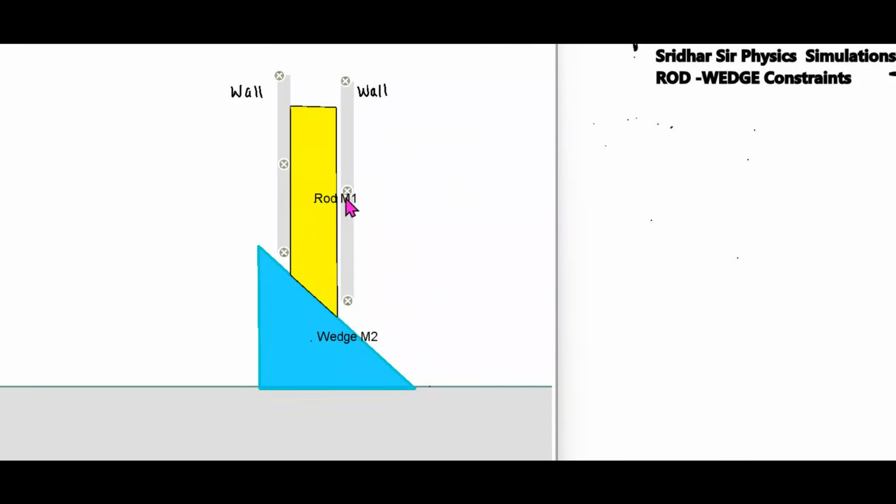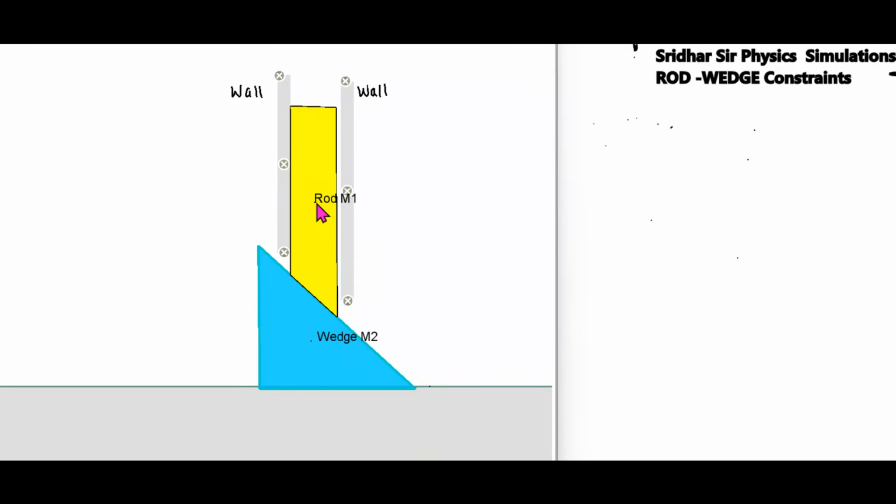Today we'll discuss the rod-wedge constraint. So what all does it contain? A rod which can move along the y-axis because of these two vertical walls. They are fixed walls. Now there's a wedge. It can move only along the x-axis. And there's a ground. This part is the ground.